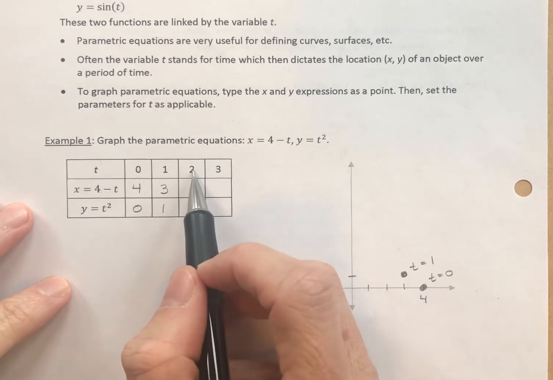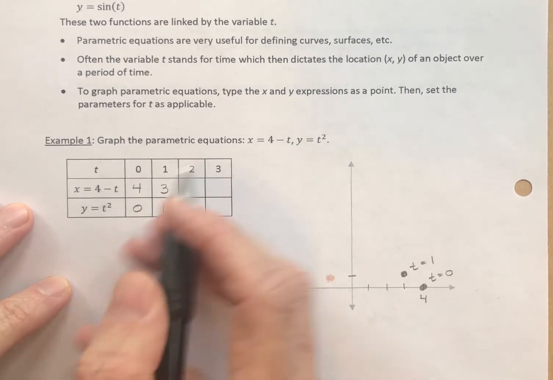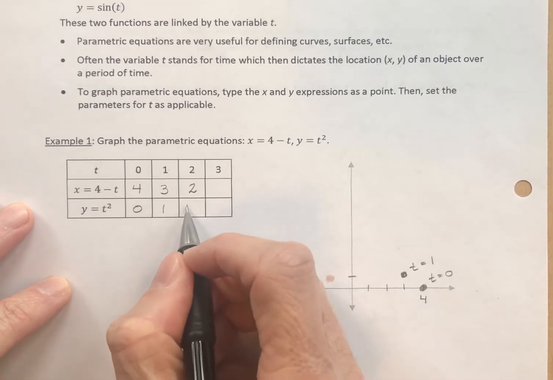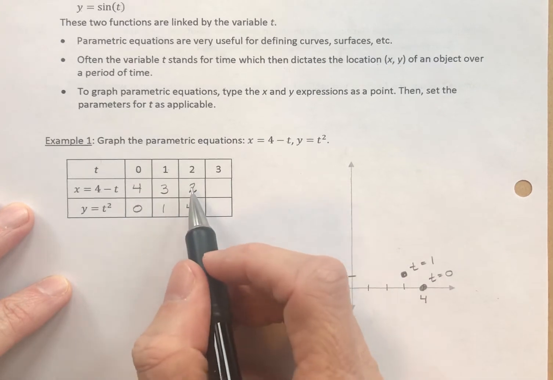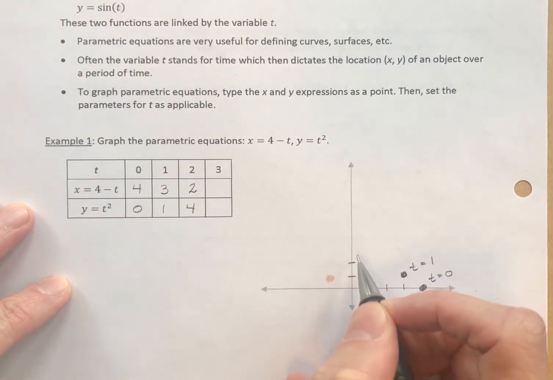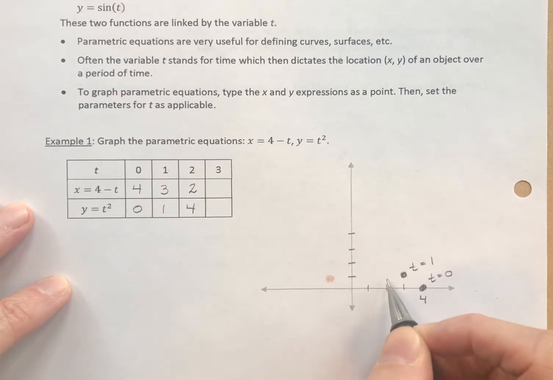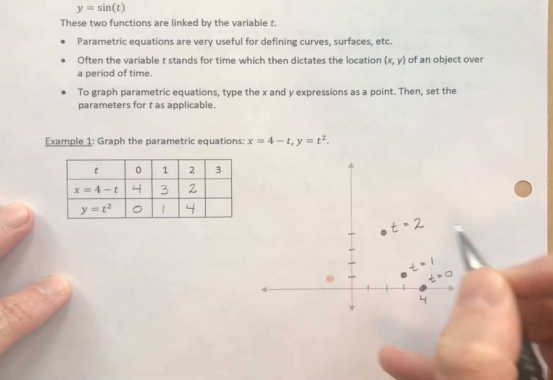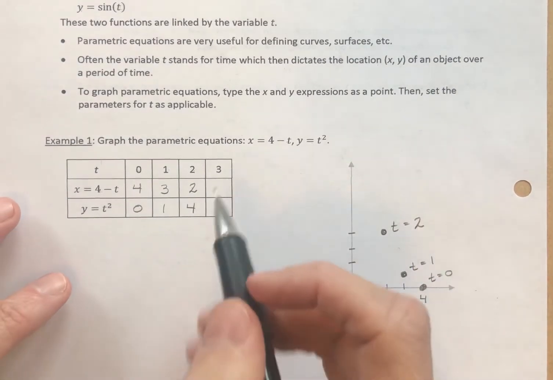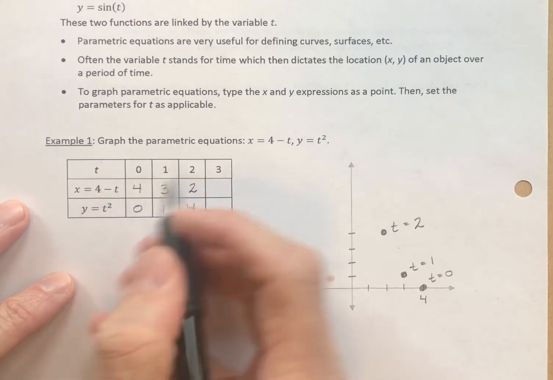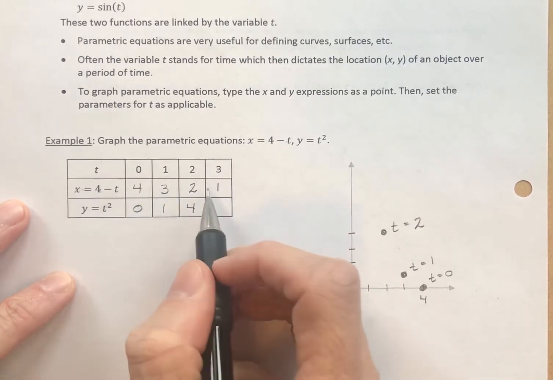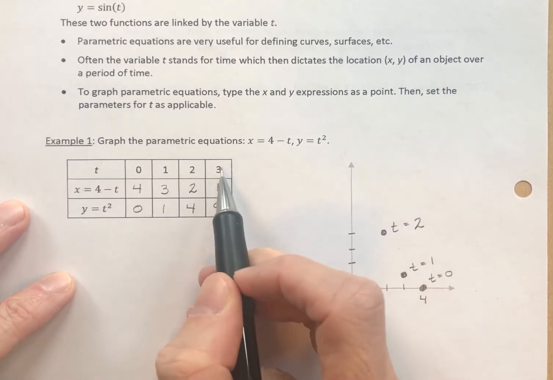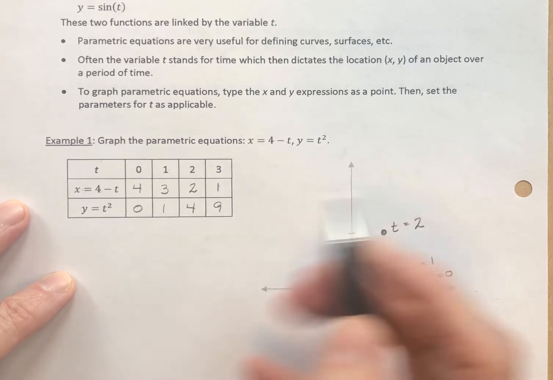Okay, where am I at t equals 2? Well, the x coordinate is going to be 4 minus 2, which is 2. The y coordinate is going to be 2 squared, which is 4. Okay, so I'm at the point 2, 4. 1, 2, 3, 4. 2, 4 is approximately here. And here's where I am when t is equal to 2. And finally, where am I when t is equal to 3? Well, 4 minus 3 is 1. The x-coordinate is 1. And 3 squared is 9. The y-coordinate is 9. So when t equals 3, I'm at the point 1, 9.